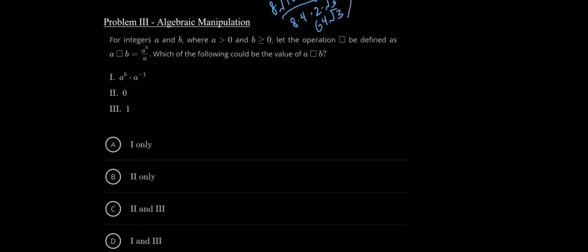All right, we're back with the third question here. This is an algebraic manipulation question. I would say this is probably a little bit easier for most people, but for some people, this is a type of question that could definitely pose a challenge. For integers a and b, where a is greater than 0 and b is greater than or equal to 0, let the operation square be defined as a squared b is equal to a to the power of b over a. Which of the following could be the value of a squared b?